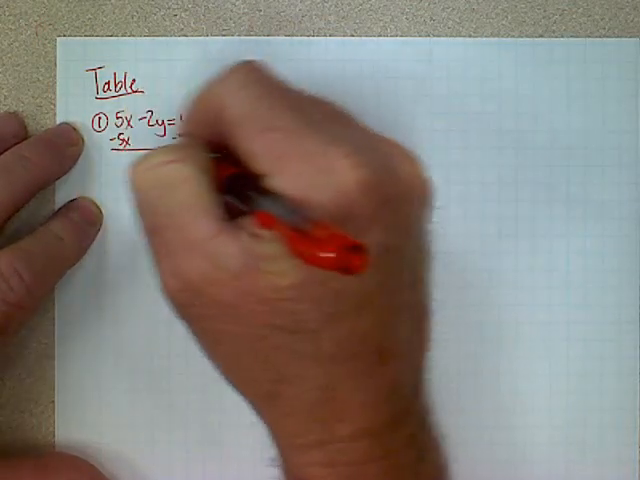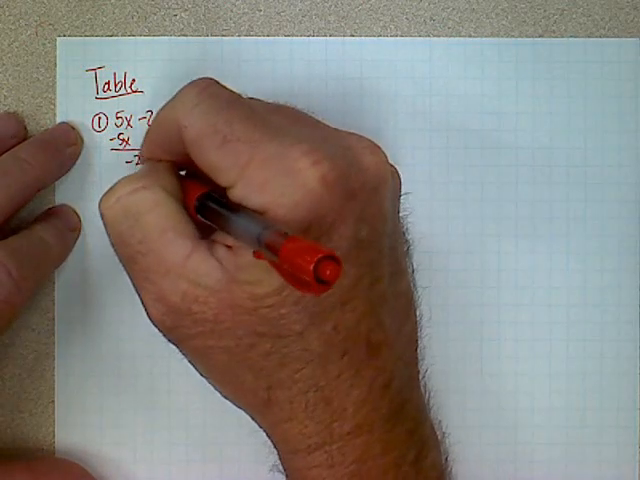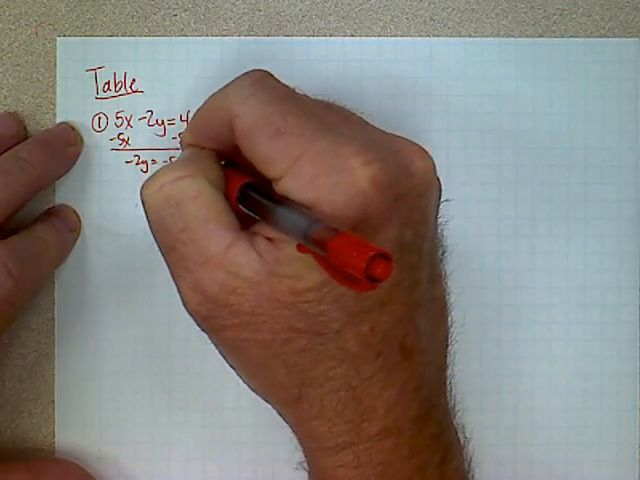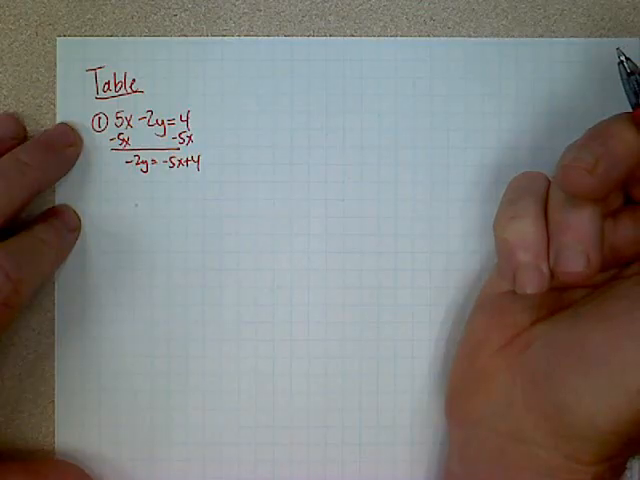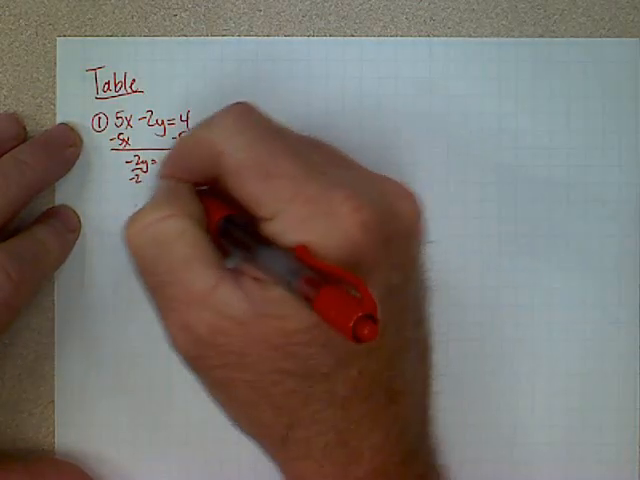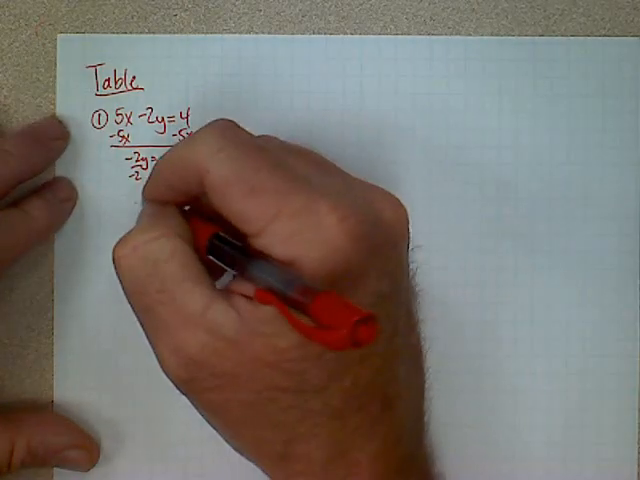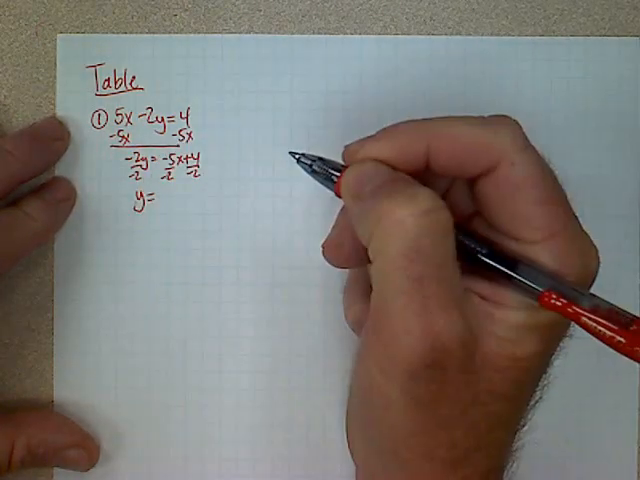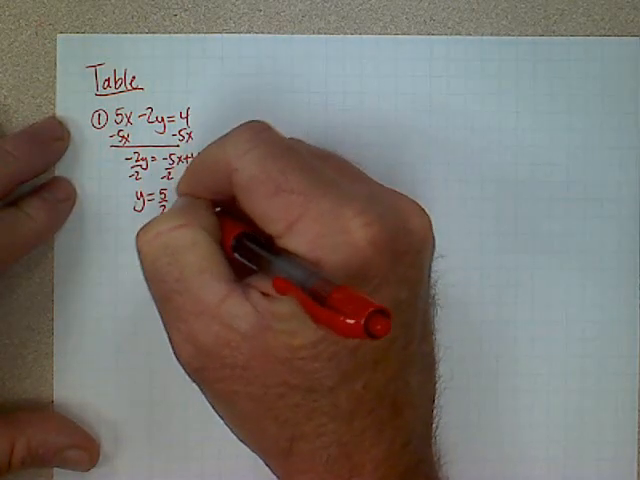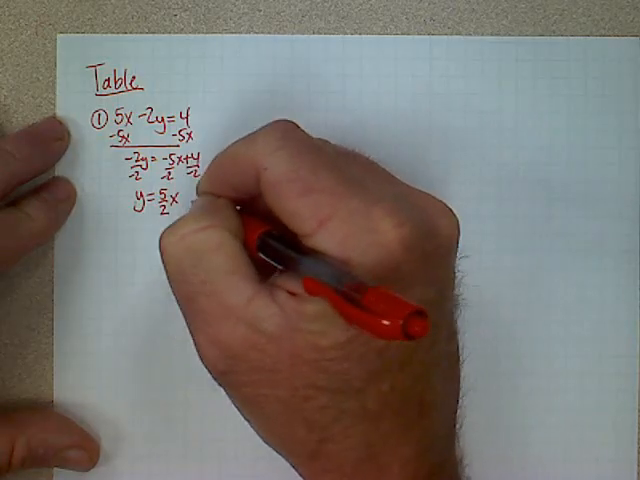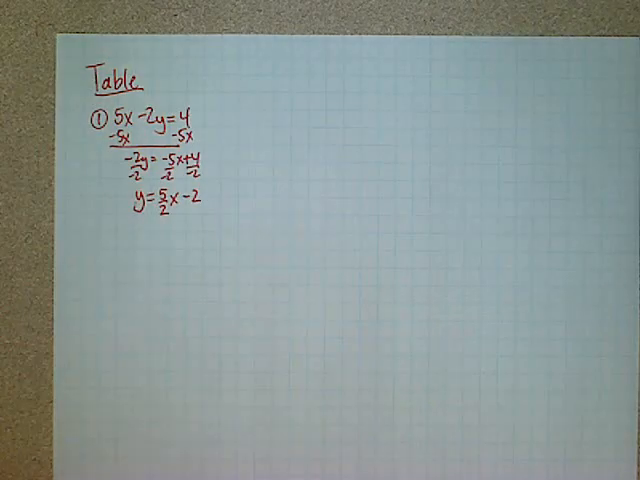Subtract over 5x. Okay, that gives you negative 2y equals negative 5x plus 4. Then you'll divide every part by negative 2. All right, so if you divide every part by negative 2, you end up with y equals positive 5 over 2x, and then minus 2. And that's ready to go to graph with a table.